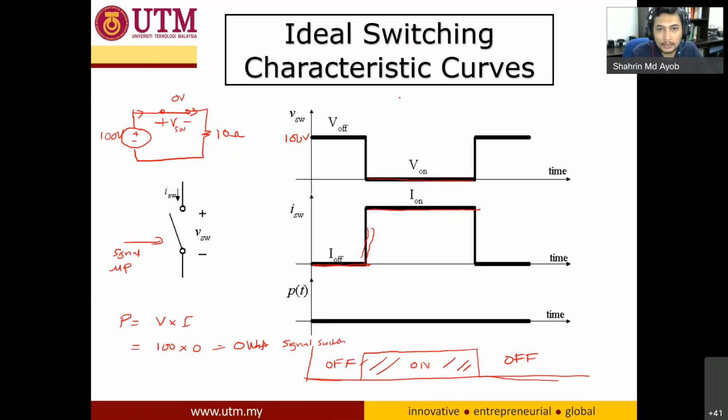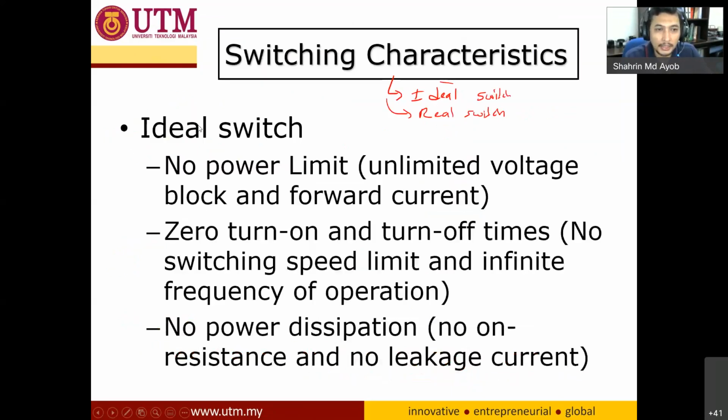And what about the power dissipation? V multiplied with I during the turn on. Same. The voltage is 0 and the current is maybe 100 over 10, right? Maybe 10 amperes, for example. But still, the power dissipated or the power absorbed by this switch is still 0, right? So that's why we say that for either switch, whether it is on or whether it is off, the total power absorbed by the switch is 0.